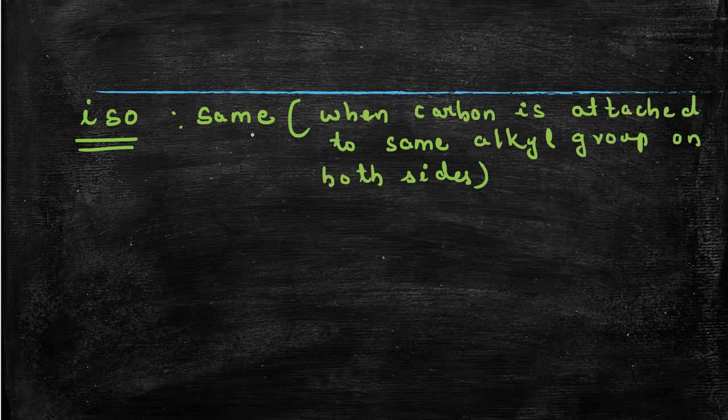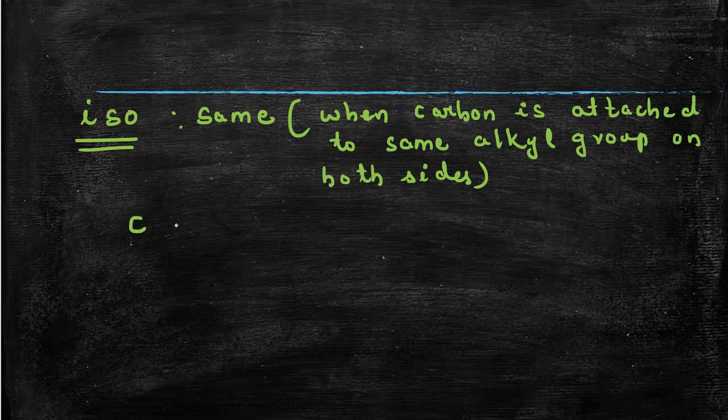Now let us take the second case. Iso. When we are writing the word iso in the front of an alkyl halide in the common name, iso means same. Now what does the same mean? When the carbon is attached to the same alkyl group on both sides. Let us take an example.